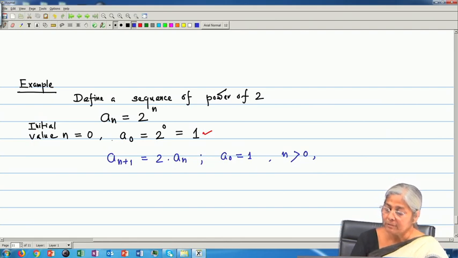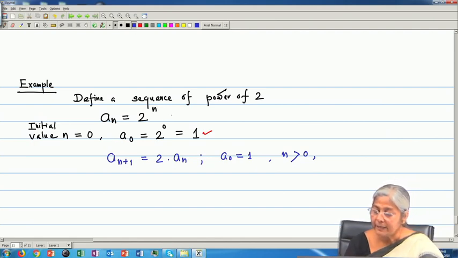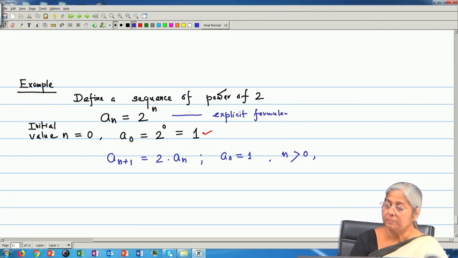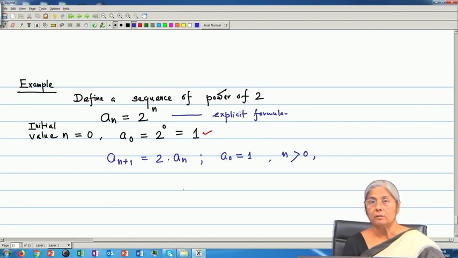Now, this a n equal to 2 to the power n is an explicit formula for representing the sequence of powers of 2, but the same is given if I write a n plus 1 equal to 2 a n. Now, how have we defined recursion? It is the process of defining in terms of itself. That means the next term n plus 1 we are getting from n, and we are writing that as a formula.